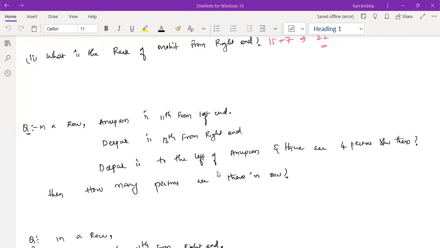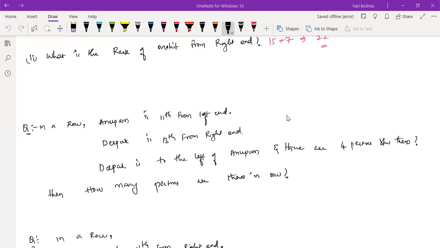So Anupam is 11th from the left hand and Deepak is 13th from the right hand. And Deepak is to the left of Anupam and there are 4 persons between them. And how many persons are there in the row? What is the answer for this sum? Just send me the direct message.